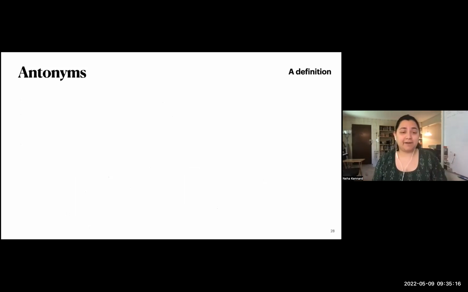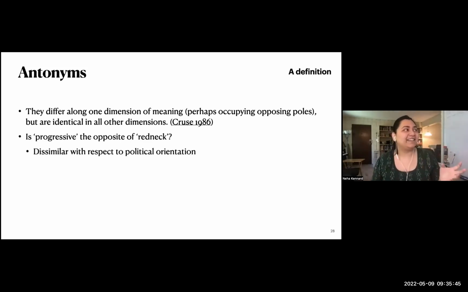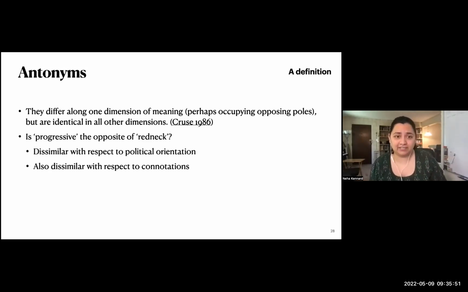One last thing I want to say about antonyms. This is a bit of a controversial example, but let me start with the definition. One definition of antonyms is two words that differ along one dimension of meaning, maybe occupying opposite poles, but are identical in all other dimensions. A controversial example that I got from a real paper is progressive being the opposite of redneck. Are those antonyms? Personally, I would say no, because they're dissimilar with respect to political orientation, but they're also dissimilar with respect to connotations. So that's two axes of dissimilarity.